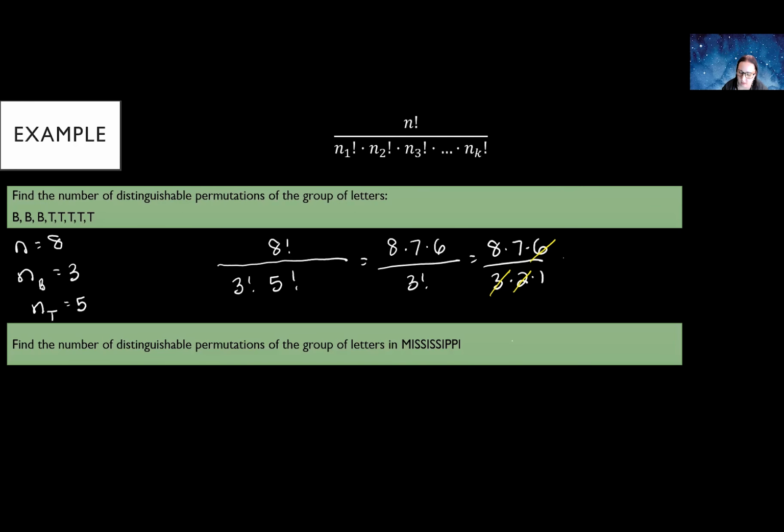Right. So is that 3 factorial times 5 factorial? Yes, these are multiplied.